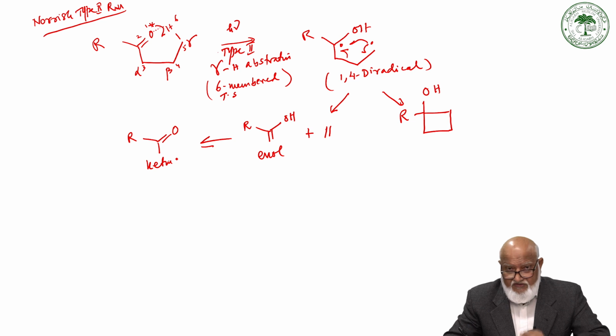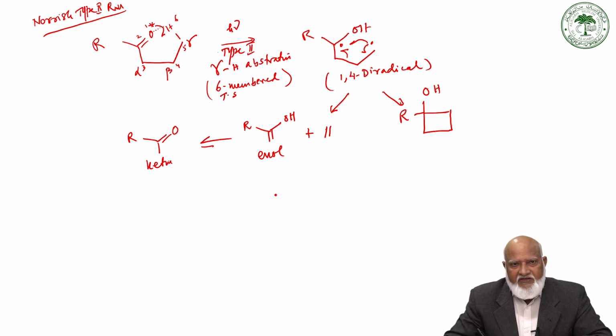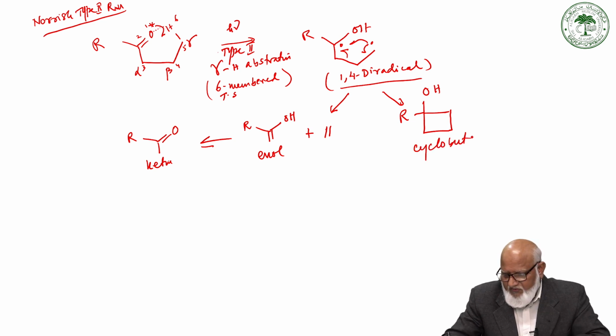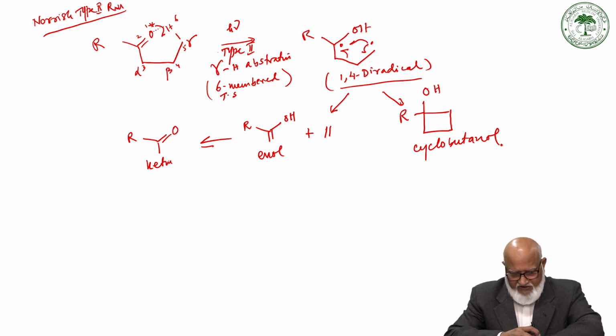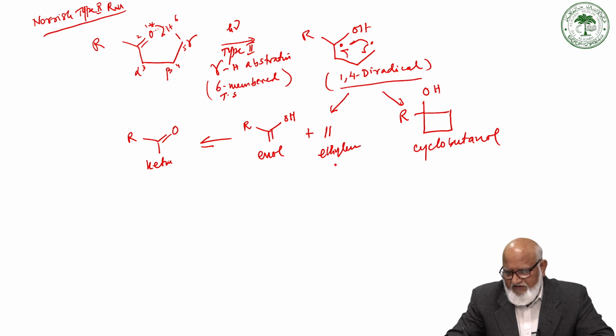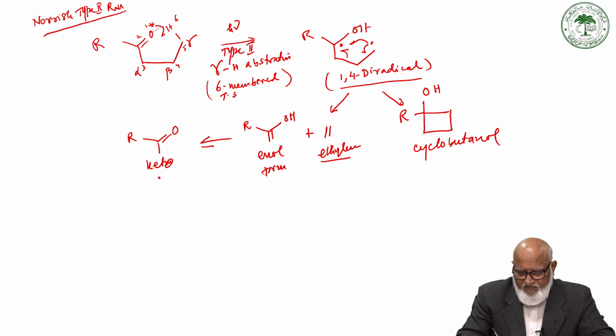So this is what we call a Norrish type 2 reaction, very common in aliphatic carbonyl compounds. Whenever there is an availability of gamma hydrogen, the excited carbonyl abstracts the gamma hydrogen to give a 1,4 diradical, which will undergo either radical cyclization to give cyclobutanol, or fragmentation to give the ethylene moiety and the enol form, which goes to the keto form.